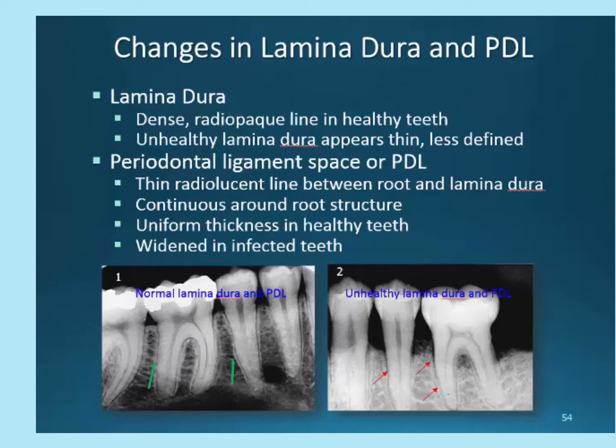So you can see how changes in the lamina dura and the PDL provide vivid indications of bone loss and current periodontal disease. Sometimes these conditions are evident in radiographs without any change in probing depths. These conditions are due to trauma or occlusal trauma. We will touch on this a little bit later when we discuss pathology in radiographs.